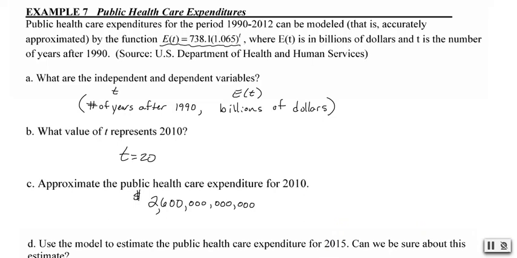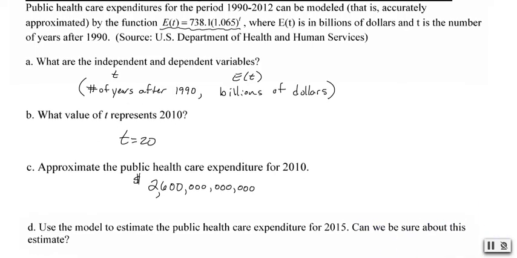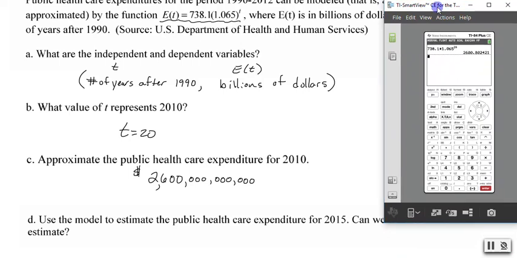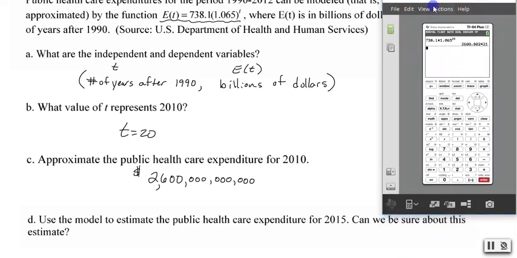All right, use the model to estimate the public healthcare expenditure for 2015. And then they want to know, can we be sure about this estimate? Well, let's look and see what it gives us. Again, figure out what the t value is. For year 2015, t is going to be 25. You don't have to type this all back in again. You can just scroll up, hit enter, and then edit, making that 20 a 25 instead.